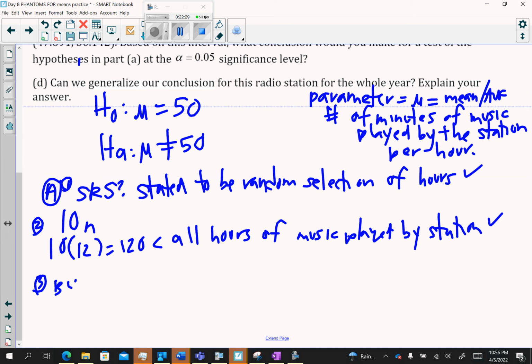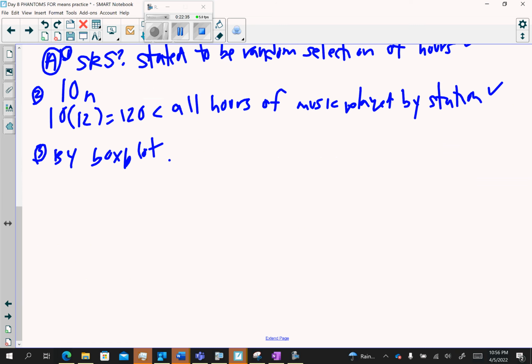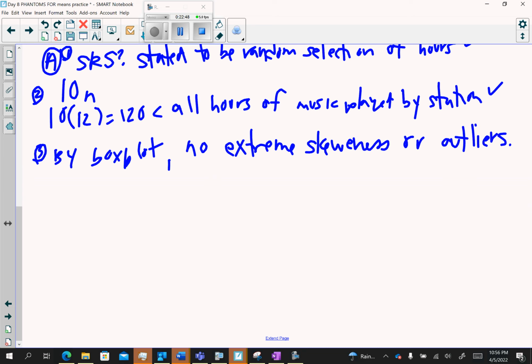So I can say by the box plot, there's no extreme skewness or outliers. So I could proceed with a t procedure. T procedures are called robust, which means they still hold up even if an assumption has been violated. All right, so we're done with the P step, we're done with the H step, we're done with the A step.